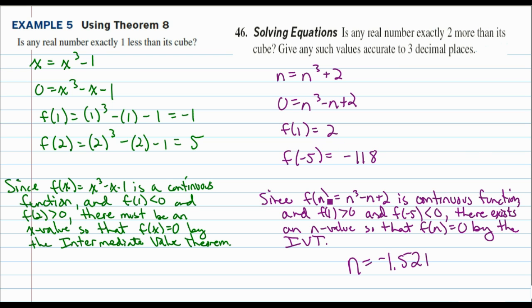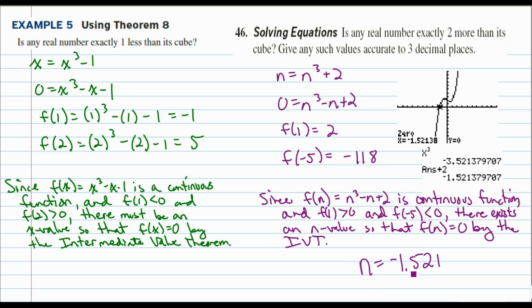So since f of n, which we have said is n cubed minus n plus 2, is a continuous function, and f of 1 is greater than 0, but f of negative 5 is less than 0, and I could have picked f of negative 2 or negative 6, it doesn't matter. There exists an n value somewhere in between 1 and negative 5, so that f of n equals 0 by the intermediate value theorem. And I found that n equals negative 1.521.